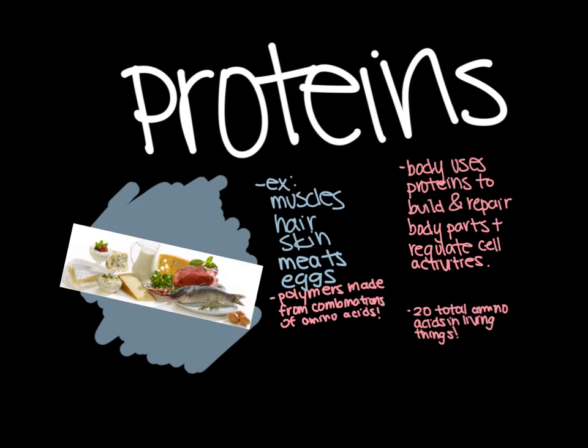Proteins are very important. They are made up of amino acids. The body uses proteins from food to build and repair body parts and to regulate cell activities. Examples can be muscles, hair, skin, meats, eggs, and cheeses.